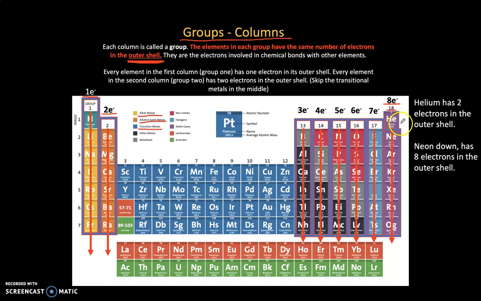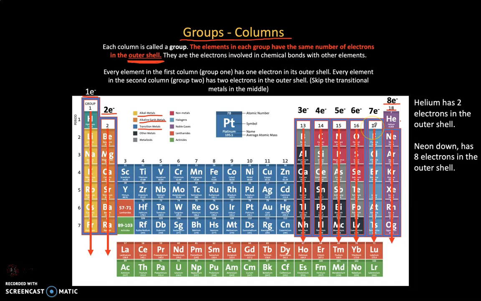The only exception is helium, which contains 2 electrons in its outer shell, and that's all it needs to be stable. But from neon down, we've got 8 electrons in the outer shell. They're noble gases, they're unreactive.